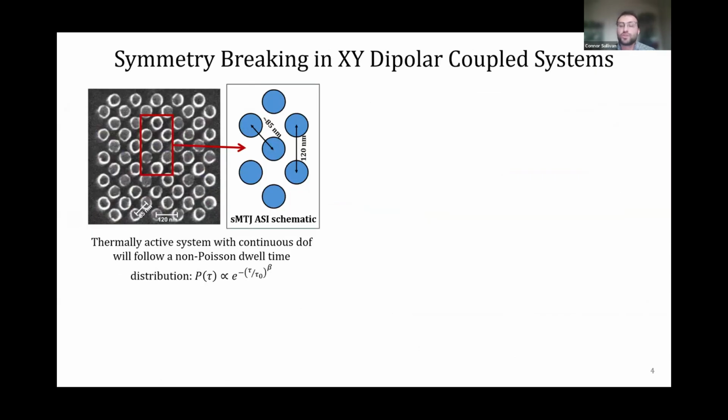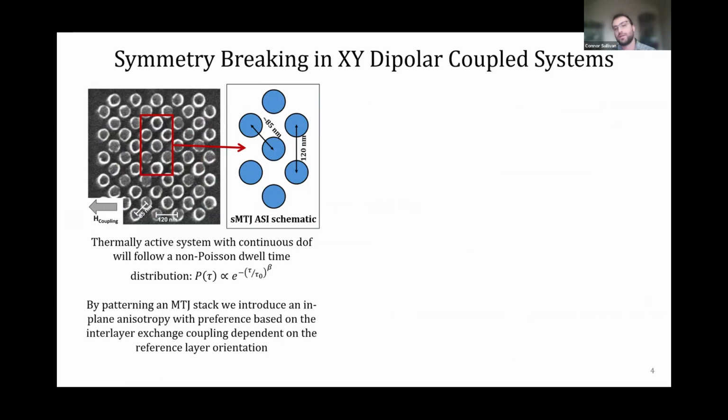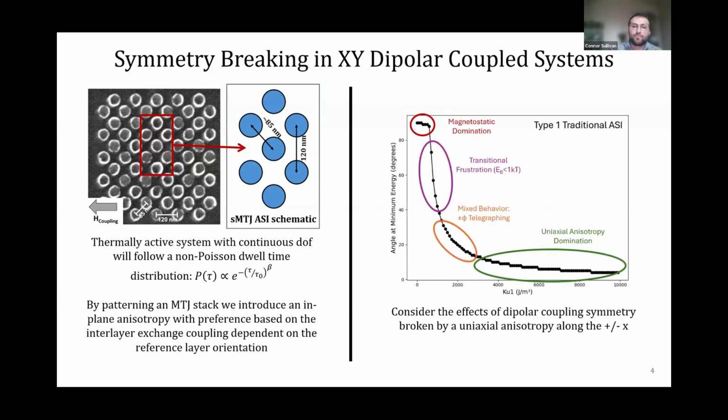For us, we want to use superparamagnetic tunnel junctions, so we want to reduce their shape anisotropy. In fact, we reduce it to near zero, as close as we can get with EBL. A system without a coupling field would have a continuous degree of freedom, so the dwell time distribution would follow some simple beta, a stretched exponential. But if we build this on an MTJ stack, our synthetic antiferromagnetic layer develops a coupling field, and we end up having a preference. We can break the symmetry of dipolar XY ASI.